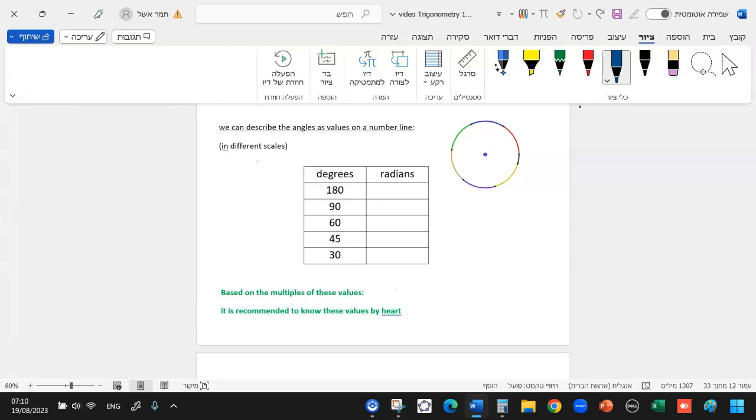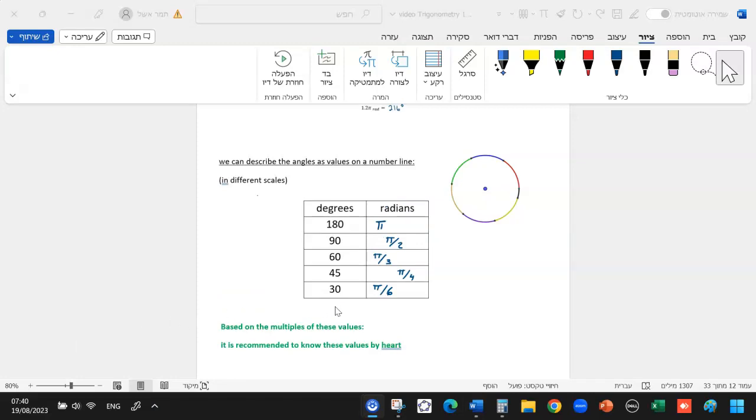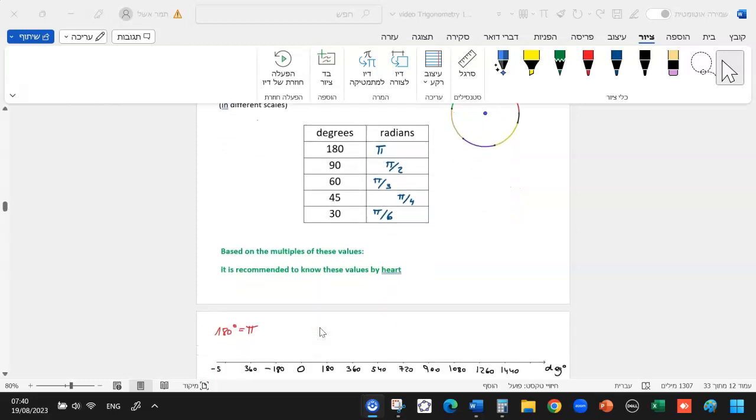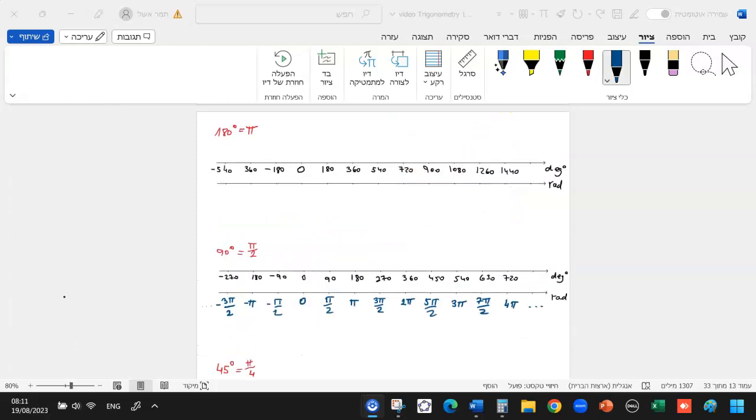For this, we have to memorize these 5 values, which is very useful to know by heart. So we know that 180 degrees is pi radians, 90 degrees is pi over 2, 60 is pi over 3, 45 is pi over 4, and 30 is pi over 6 radians. Based on the multiples of these values, we can find other values and place them on number lines.